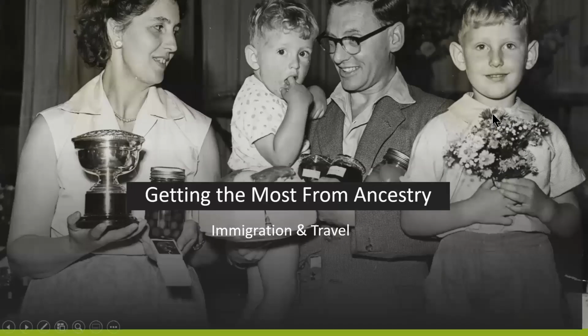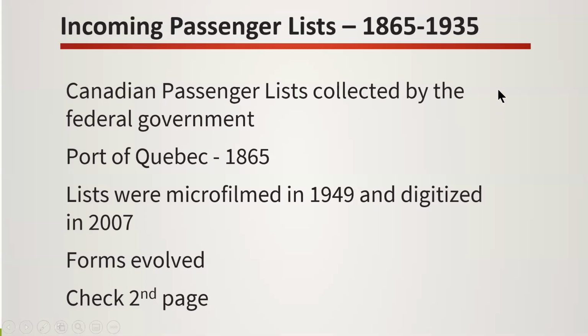And finally, immigration and travel is the last collection that I wanted to point out. Now, these are incoming passenger lists that are only coming into Canada. Canada does not have outgoing passenger lists. From 1865 was when the government started to collect those passenger lists, to 1935.